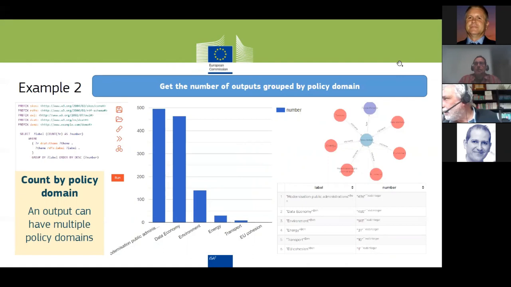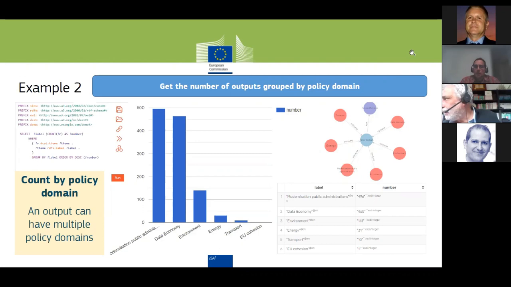The second use case is, let's try to produce some nice summaries of what we did in ELISE. This is only one example. In the report, there will be a lot of numbers and overviews like this. All the outputs are linked to policy domains. We can give overviews of this, group things by policy domain. We used GraphDB as interface for this, so you can very easily transfer your results also to a normal chart. It doesn't have to be a graph view.